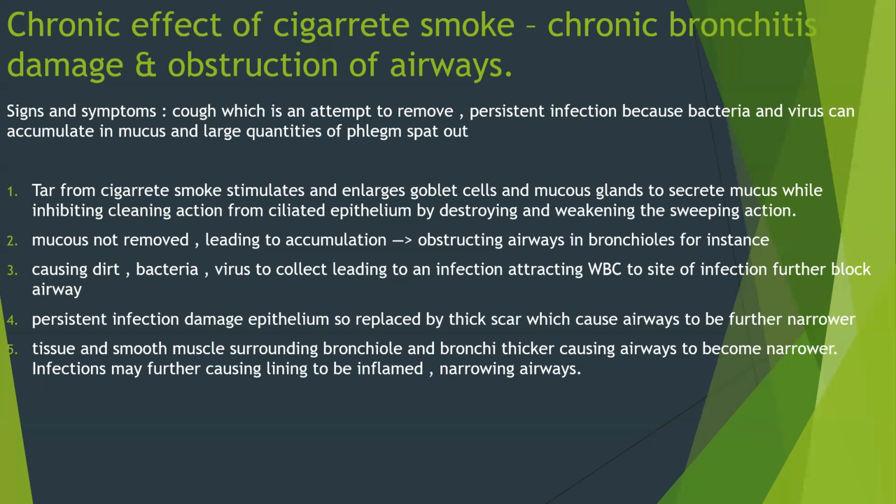In the bronchioles, for instance, you can be in any of the airways. So what will happen is this will cause dirt, bacteria, viruses, for example, to collect. This leads to an infection, and then this will attract white blood cells to the site of infection. This will also cause further blockage of the airway, and persistent infection will damage the epithelium. So there'll be a replacement with scar tissue, and the scar tissue will cause the airways to become further narrow, and tissue and smooth muscle surrounding the bronchiole and bronchi will become thicker eventually, and this will cause the airways to even become further narrower. And infections can cause the lining to become inflamed, and this also usually causes the airways to become narrower. So chronic bronchitis, damage and obstruction of airways.